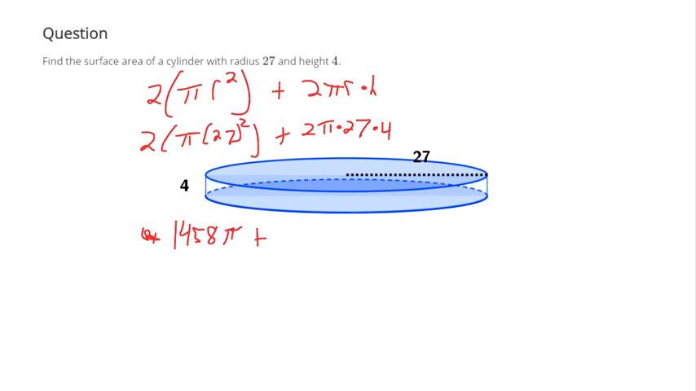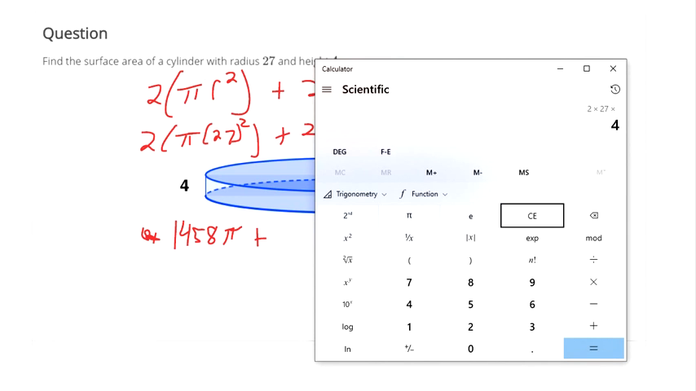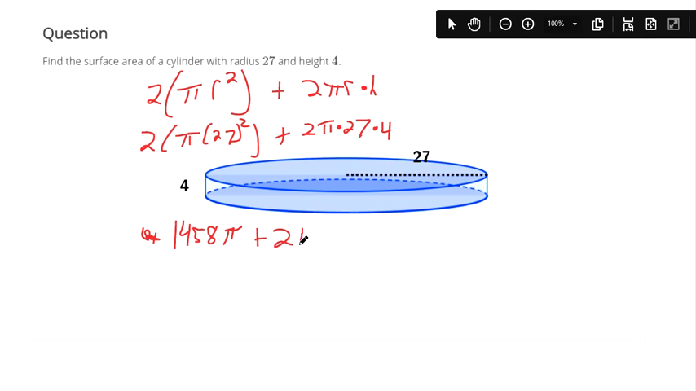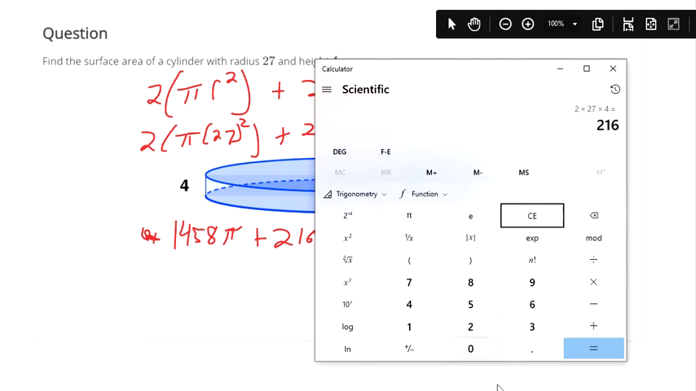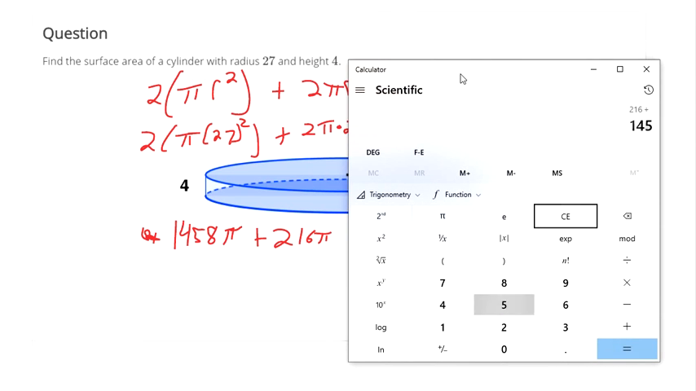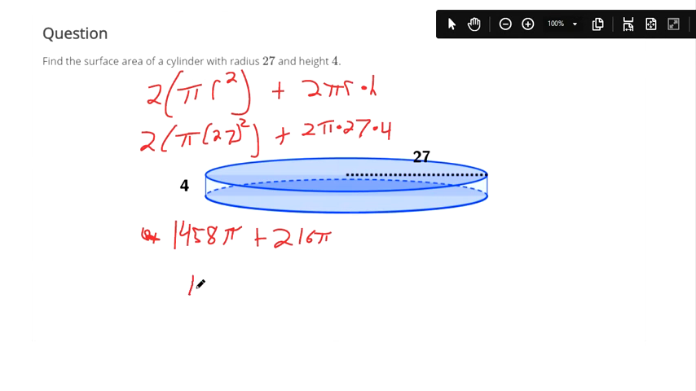And then over here we have 2 times 27 times 4, so this is 216 pi. And so since they both have pi, we can add them up. 1,674 pi. That's our two-dimensional area, so that's the surface area.